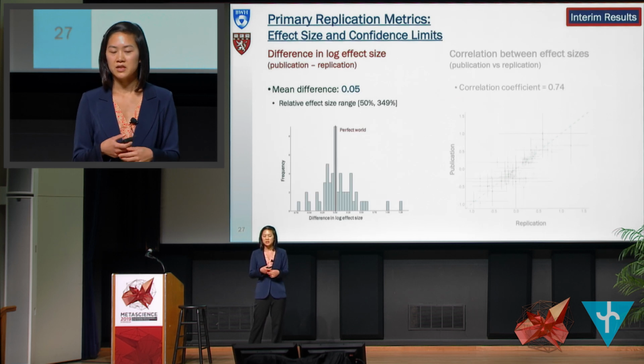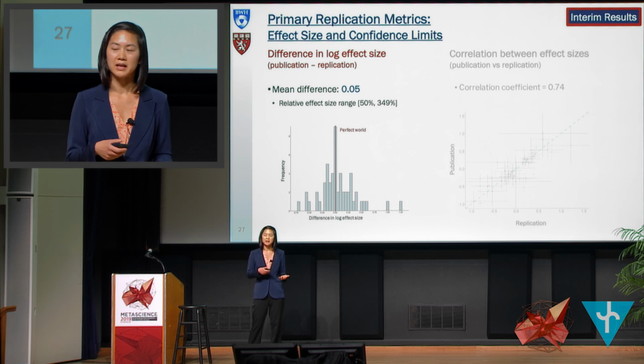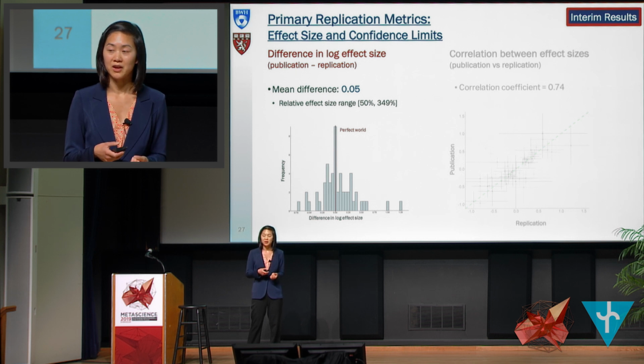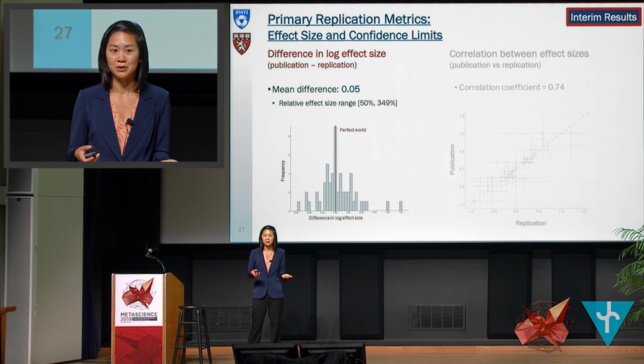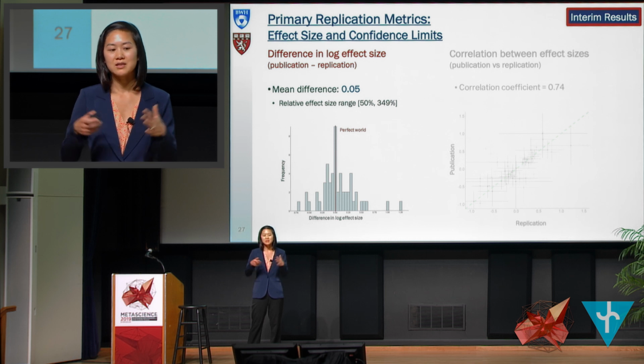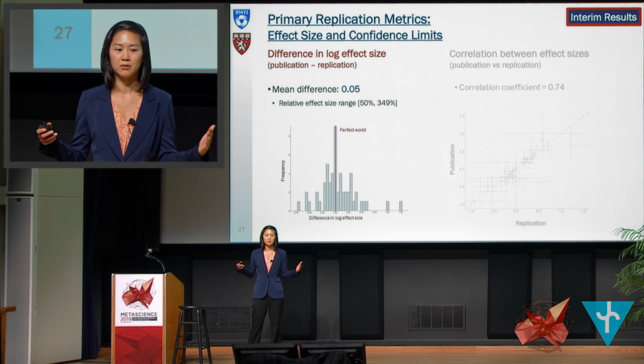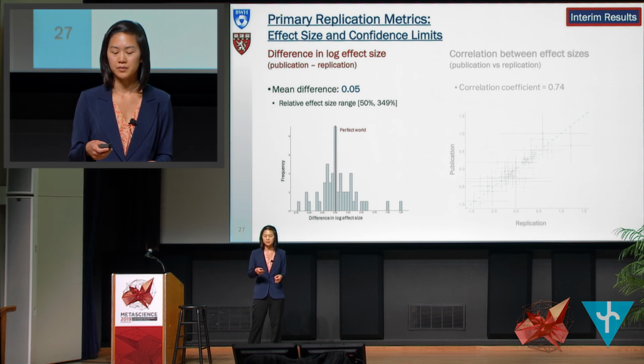I'm showing you here the difference in the log effect size between the publication and the replication, where we saw the average difference in that log effect size was 0.05, which is actually pretty good. We're aiming for 0, and that's not too far off. But you can see that the spread is quite wide, ranging from a relative effect size of 50% to 350%.